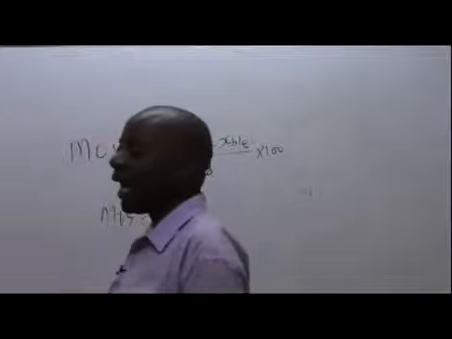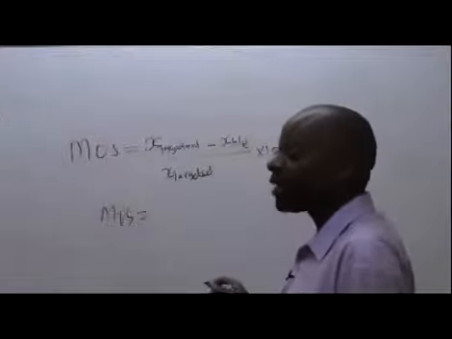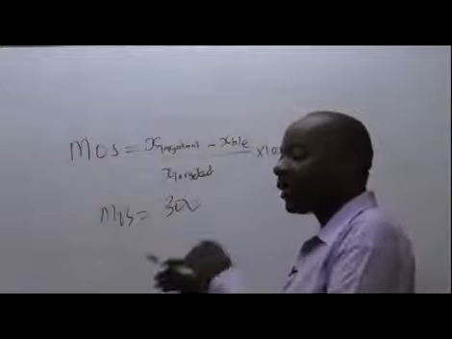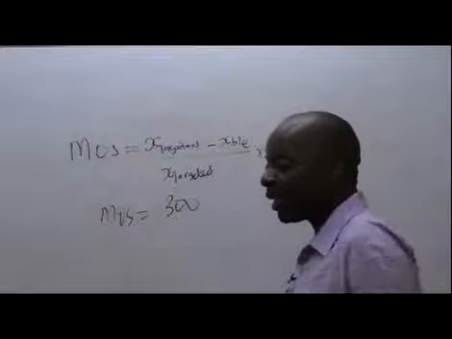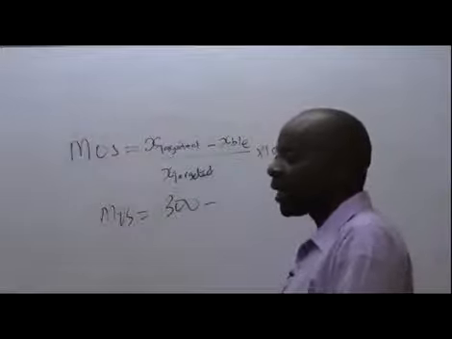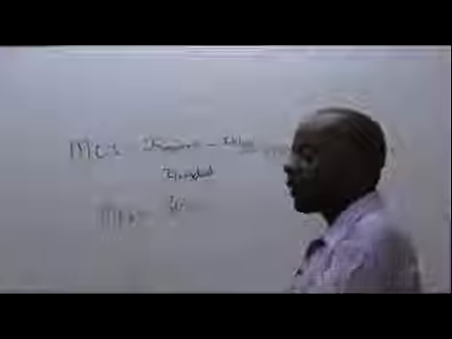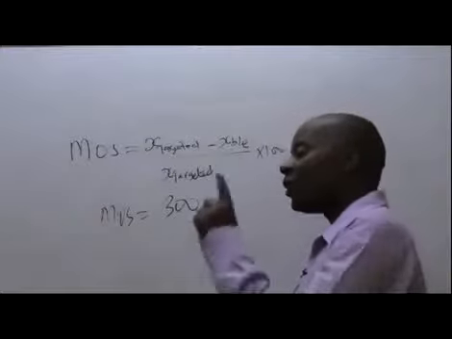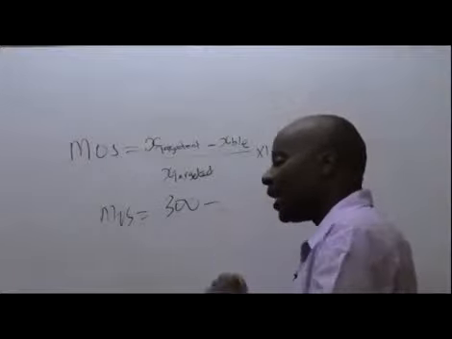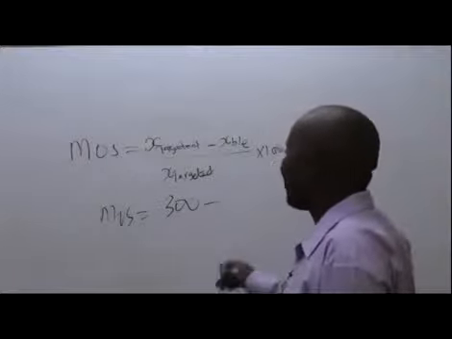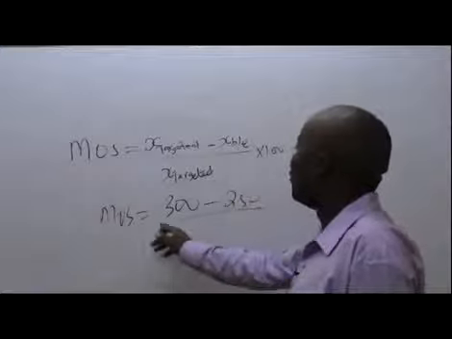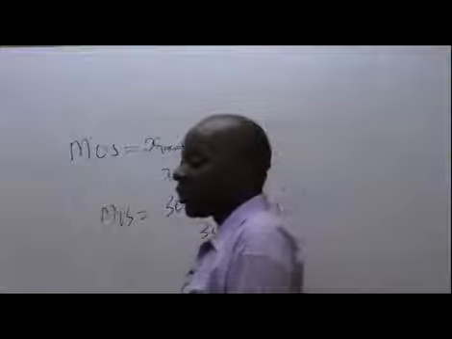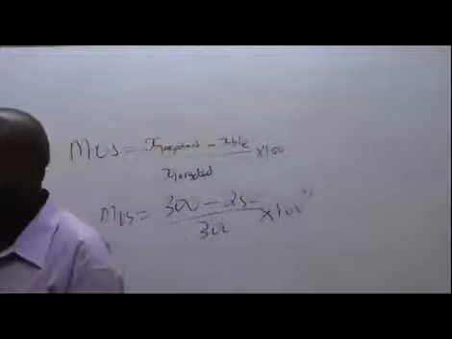So the X targeted in part 1, ladies and gentlemen, is 300 units. That is what they are targeting to produce and sell. Minus X break even, could you kindly give us the break even quantity? The break even quantity, if I remember very well, is 250, all over the budgeted, times 100. So could you kindly give me this margin of safety?